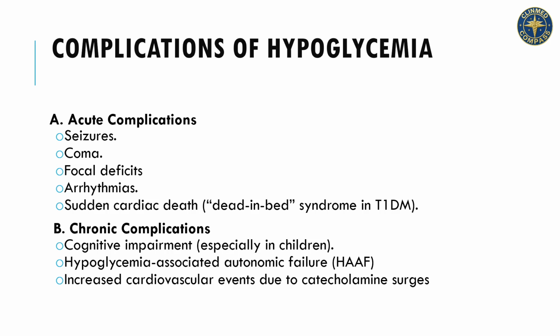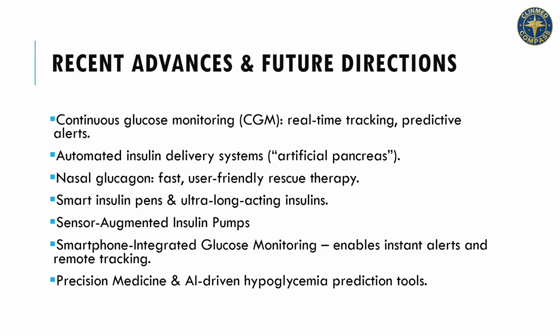For chronic complications, you have cognitive impairments, especially in children and elderly patients. Then hypoglycemia-associated autonomic failure, which increases the risk of future severe episodes of hypoglycemia. Increased cardiovascular risk due to repeated catecholamine surges, predisposing patients to myocardial infarction or arrhythmias. Recent advances and future direction.